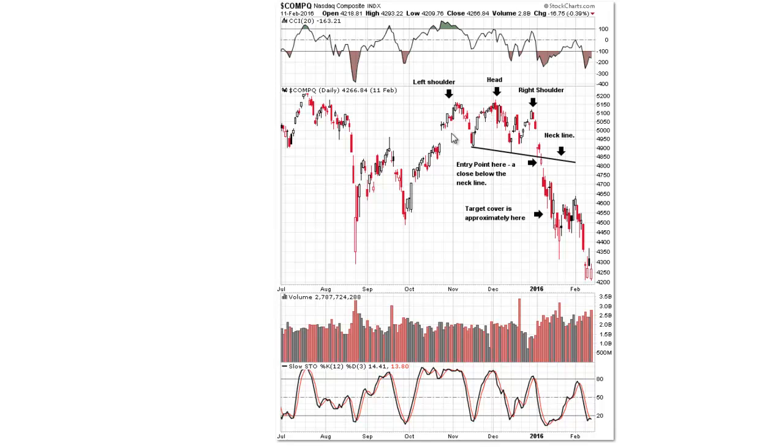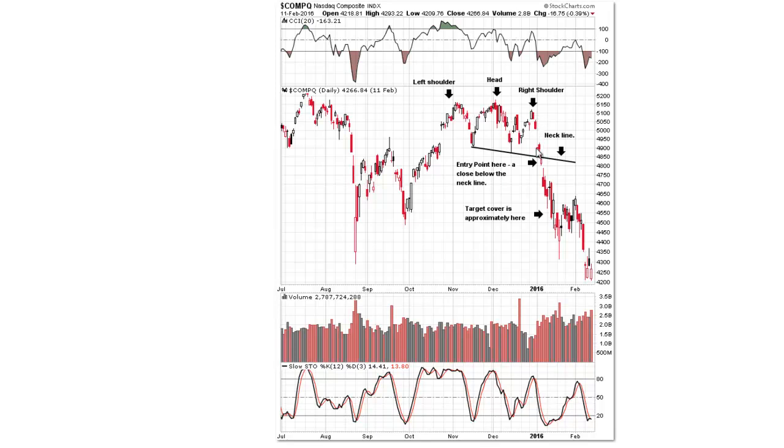First of all, the left shoulder is formed, so we get a rally that leads to a high and a pullback to what we call the neckline. And then we get a second rally. You want to see that on lower volume. It doesn't have to be, but it's better if it's on lower volume. And then another pullback to the neckline. We can see that here in early December. And then you can see a third rally that's lower than the head and ideally lower than the left shoulder. That's the best case scenario.